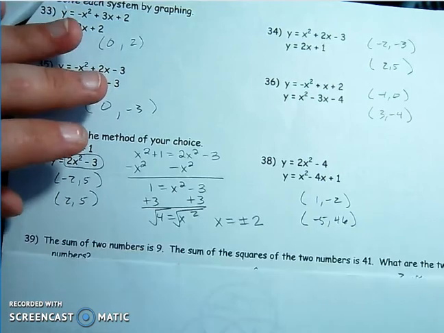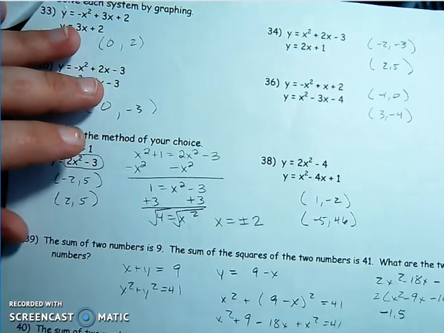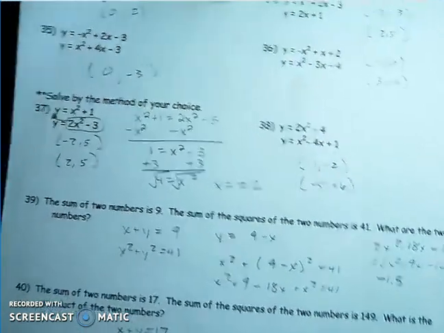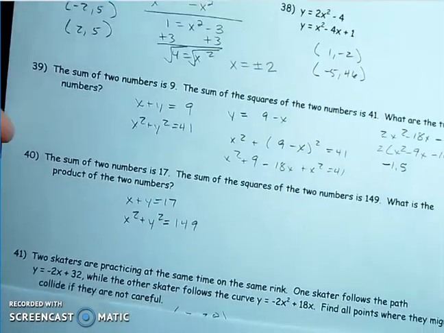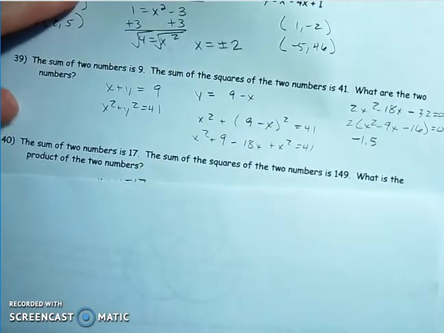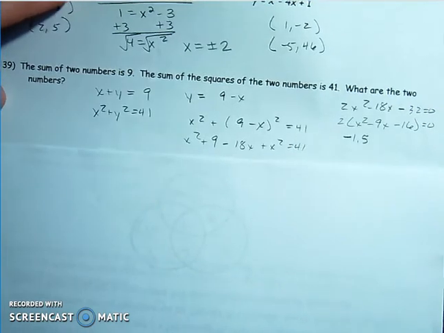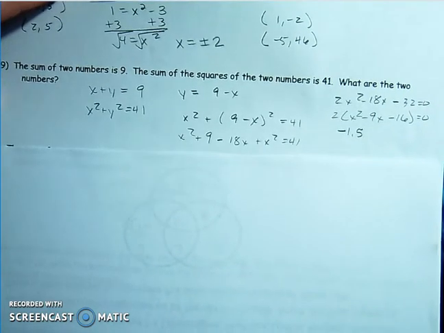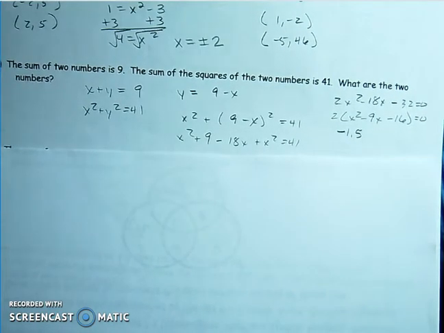The last few examples are word problems that we're going to work through. The first one talks about numbers and their sums and the square of their sums. It was solved by hand because you cannot do y squared in your calculator. So it says the first one, the sum of two numbers is 9, so x plus y is 9. The sum of their squares is 41, so x squared plus y squared is 41. I solved it using substitution, and you can see the work there.